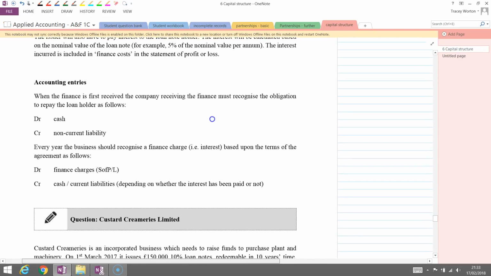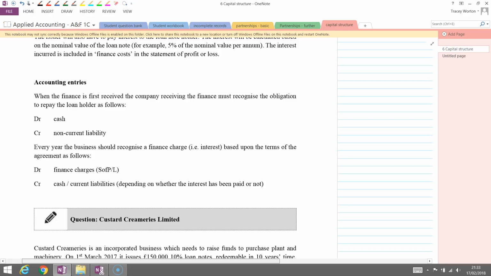So in terms of our accounting entries, when finance is first received, the company receiving the finance must recognise the obligation to repay the loan holder as follows. So debit the cash to receive the money into the bank account, and credit a non-current liability as the loans genuinely are for more than 1 year.